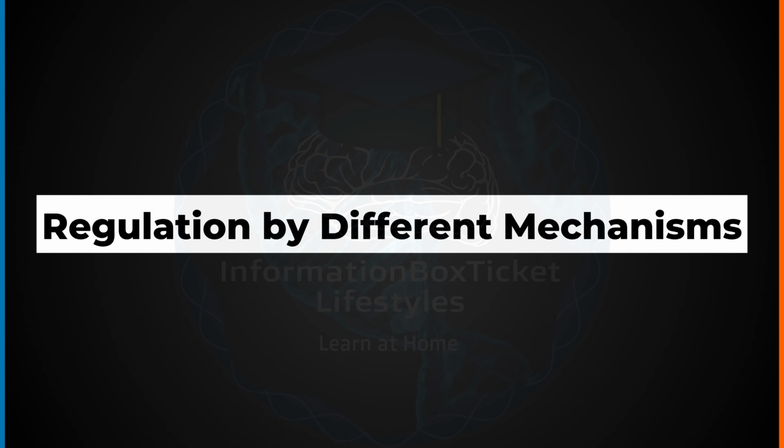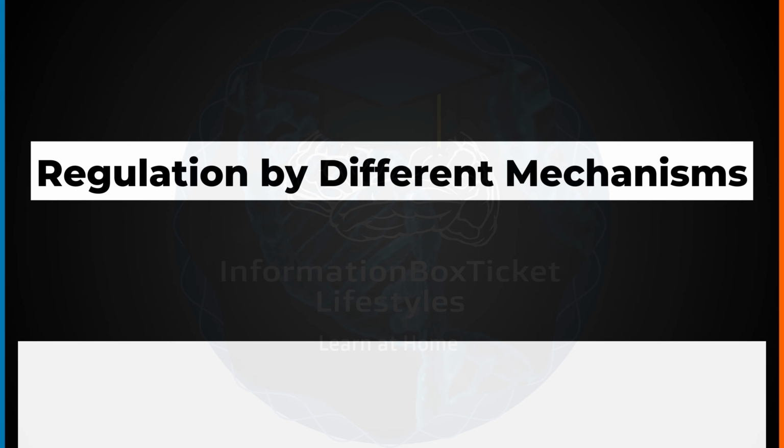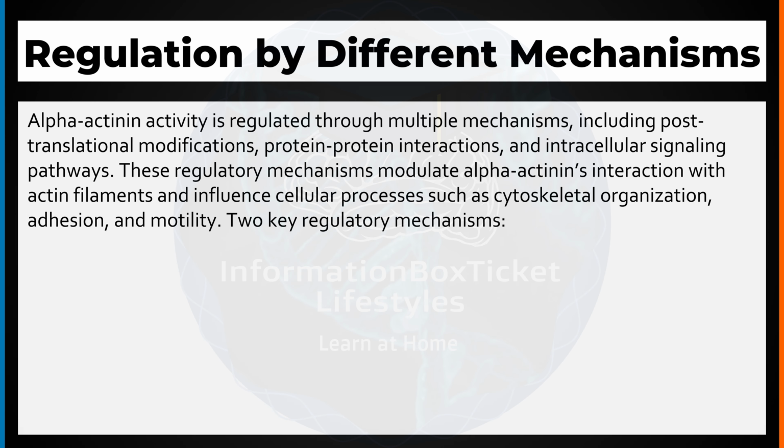Regulation by different mechanisms. Alpha-actinin activity is regulated through multiple mechanisms, including post-translational modifications, protein-protein interactions, and intracellular signaling pathways. These regulatory mechanisms modulate alpha-actinin's interaction with actin filaments and influence cellular processes such as cytoskeletal organization, adhesion, and motility.